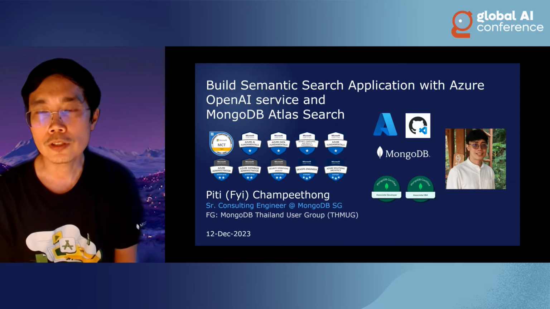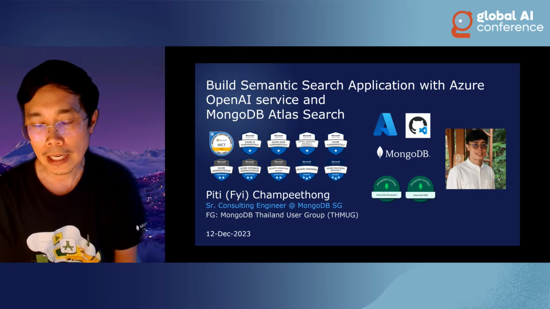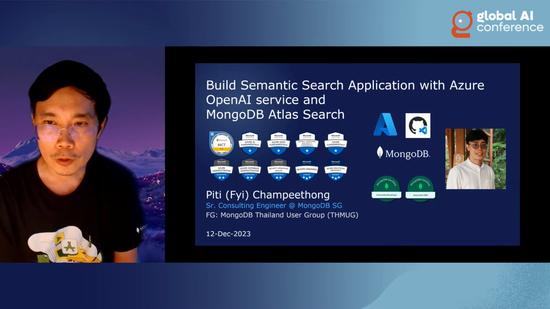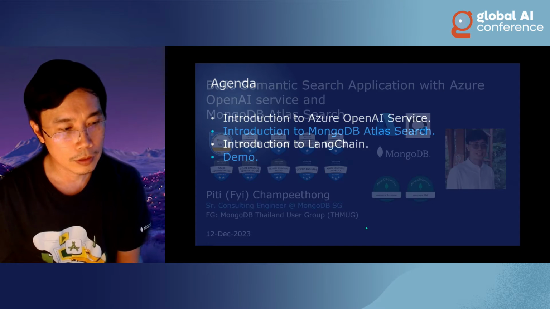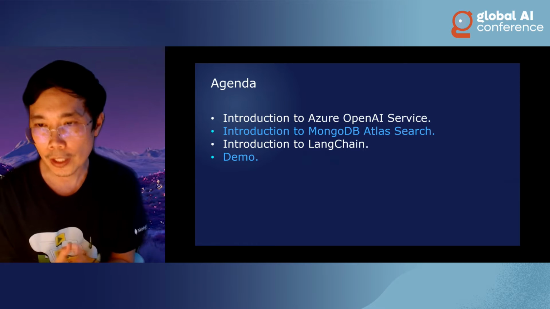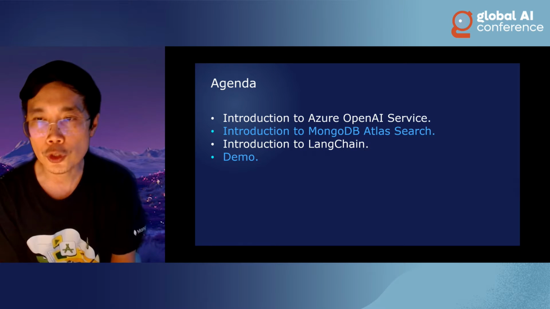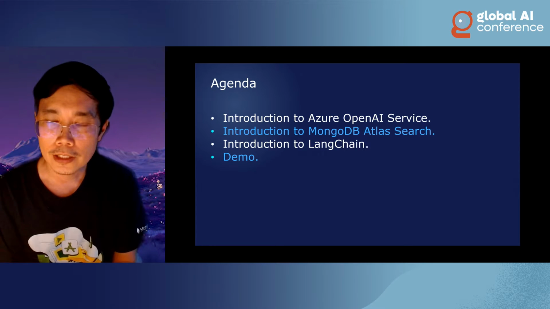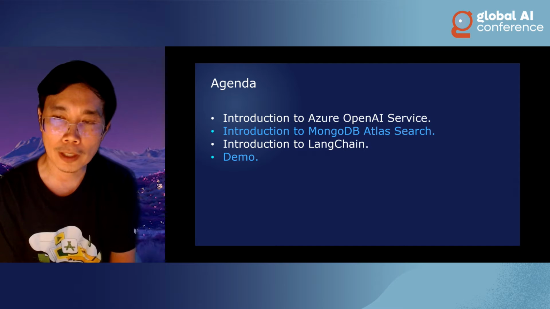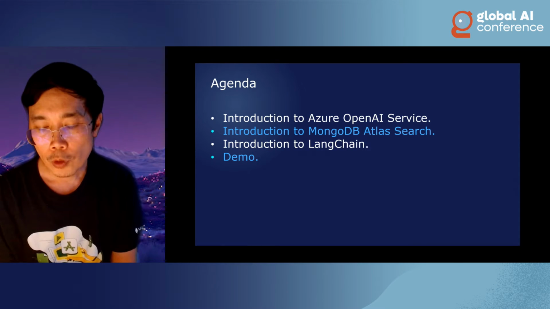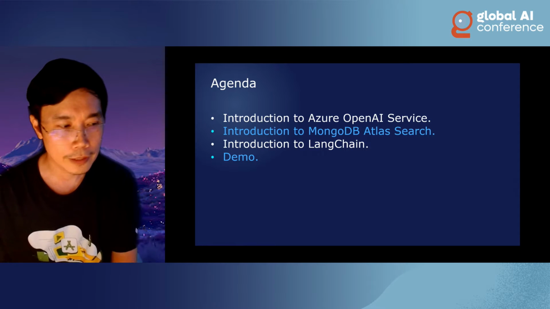So hi everyone. Today I would like to give an introduction to Azure OpenAI and how it's integrated with MongoDB Atlas Search. My agenda is simple: first I introduce Azure OpenAI Service. I think you had a lot of previous sessions showing what Azure OpenAI Service is. Next I will introduce MongoDB Atlas Search, and the last one is the LangChain framework. Then the demo will cover how to integrate these three components. So I can show you in the code, okay?